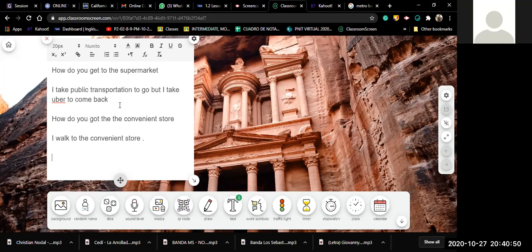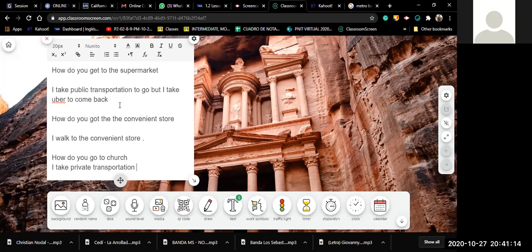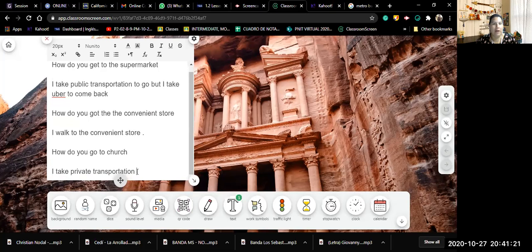Now, si yo le pregunto, por ejemplo, a la iglesia, how do you go to church? I take private. ¿Cómo podría ser privado? Very good. Private. I take private transportation. Very good. Private transportation. That's what it says. Private transportation. Very good. Okay. So, sí, dependiendo de qué le preguntan, así.